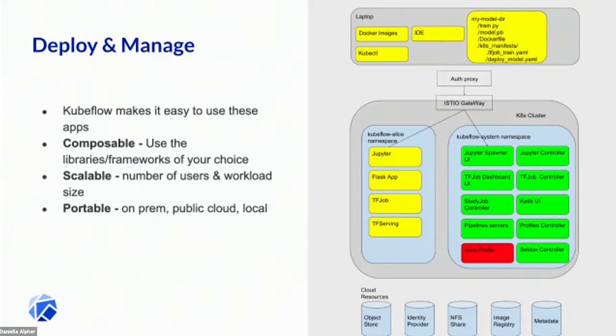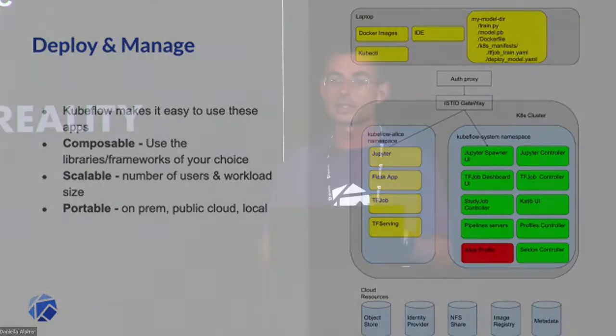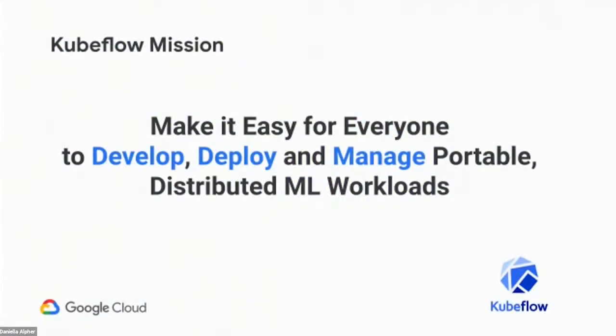And finally, we want to be portable, so we want to be able to run both in the cloud and on-prem, as well as your local laptop. And that's one of the key advantages of using Kubernetes as your main underlying layer, is it provides an abstraction layer that can run anywhere. So this is just to summarize Kubeflow's mission. Our goal is to make it easy for everyone to develop, deploy, and manage portable distributed ML workloads. Right? So essentially, we want to make it easy for people to take a set of applications for machine learning and deploy them as a cohesive platform.